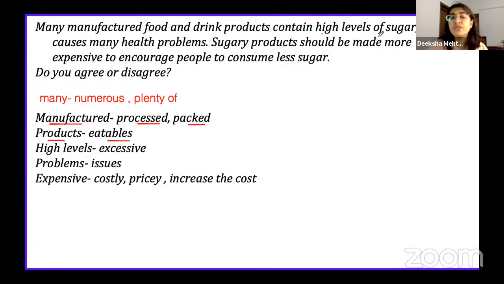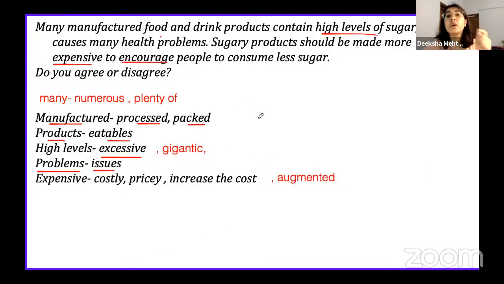Instead of saying high levels of sugar, I can say excessive amounts of sugar or large amounts of sugar or gigantic proportion of sugar. Okay. Instead of health problems, can I say health issues? And instead of saying that they should be made expensive, can I say they should be made costly, pricey? Their cost should be increased, their cost should be augmented, right? To encourage people to consume less sugar. Instead of encourage, what can I say?